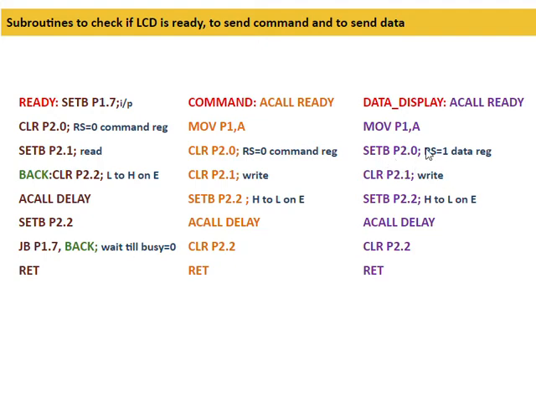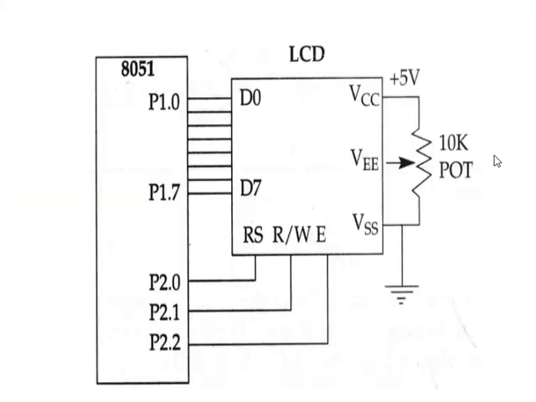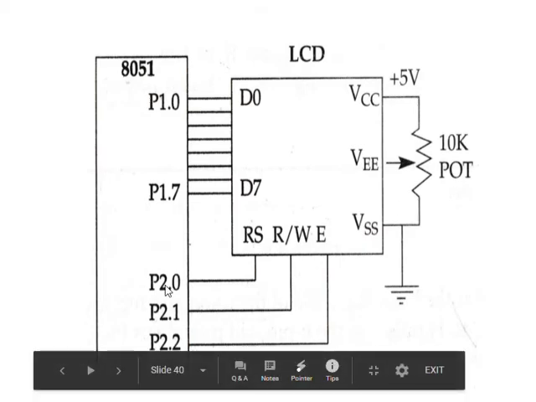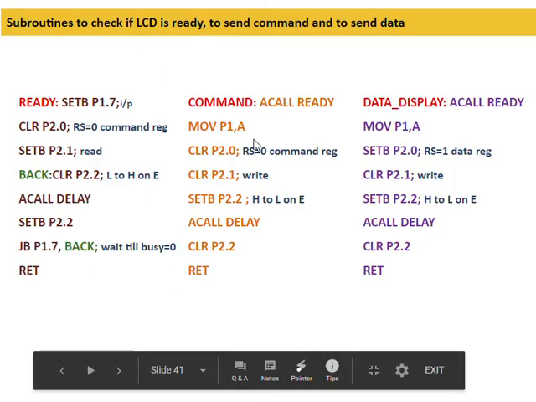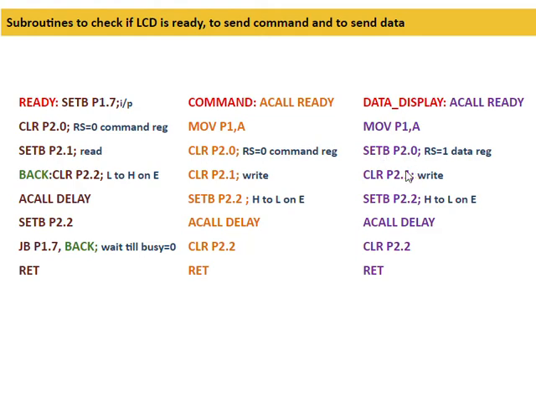Now, in this case, the register to be selected is the data register. For that, the RS pin should be made equal to 1. This is the data that is to be displayed. So, RS should be made equal to 1 to select the data register. And RS is connected to P2.0. So, we should set that pin high, with setb P2.0.